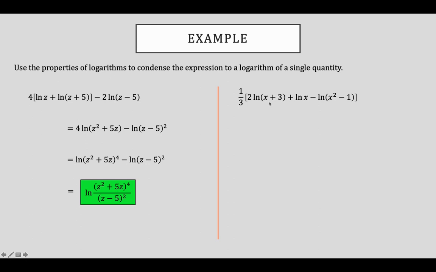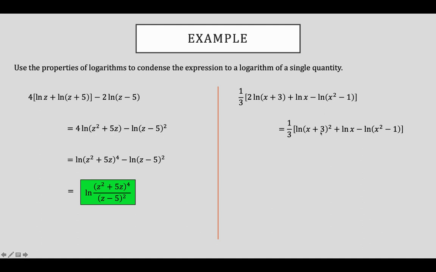Well, in order to do that, I must first use the power property. The power property with this 2. I can bring that into the exponent. All right, this gives me 1/2 times the natural log of x plus 3 squared plus ln x minus ln x squared minus 1. All right, so let's go one step at a time.